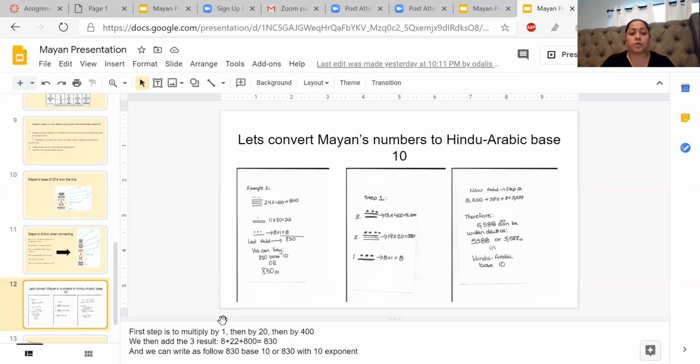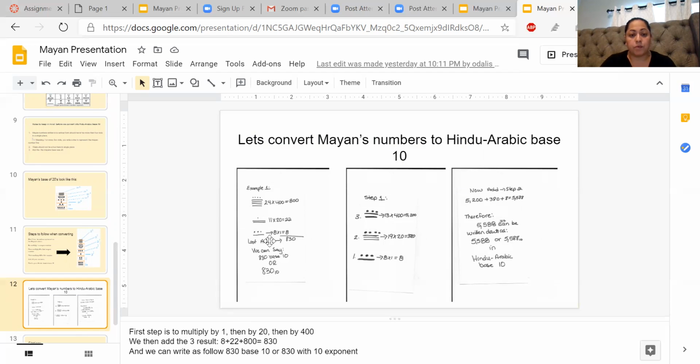So the first step is to multiply by 1. We said that we were going to multiply the 1, and then we're going to multiply by the 20, and then we're going to multiply by the third number in the Maya chart, and it's the 400.